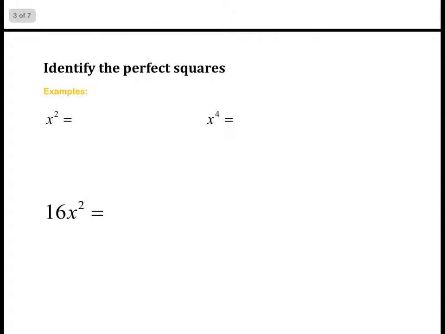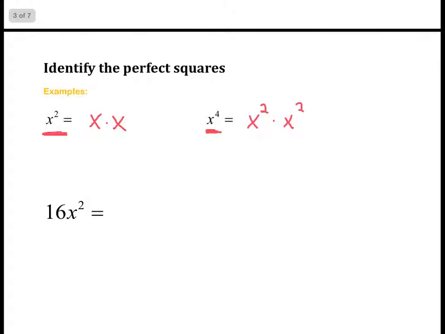Alright, other examples of perfect squares would be variables. So here's a variable with an exponent of 2. Well, what could I multiply by itself to get x squared? And that would be x times x. So x squared is a perfect square. Now what would I multiply to get x to the fourth? Well, I could multiply x squared times x squared to get x to the fourth. So x to the fourth is a perfect square.